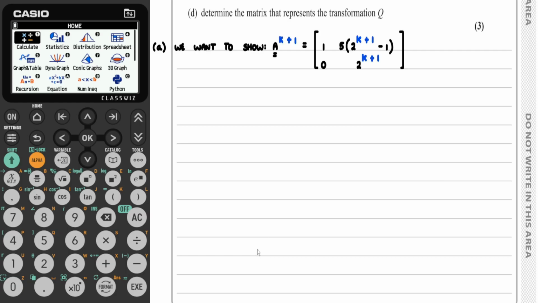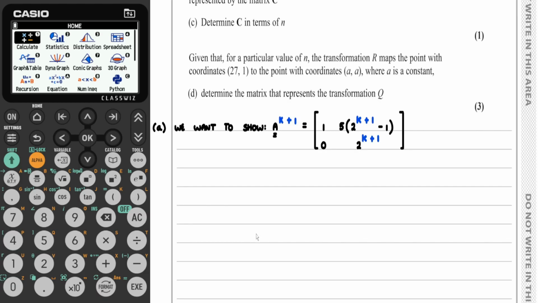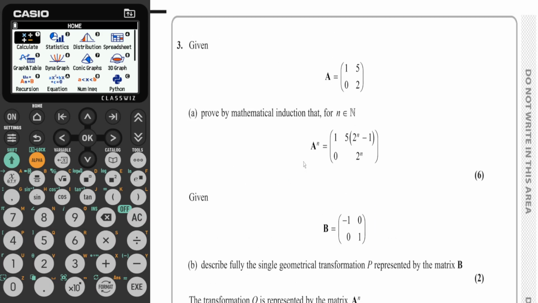So we want to show that A to the k plus 1 is equal to [[1, 5 times 2 to the k plus 1 subtract 1], [0, 2 to the k plus 1]]. The first step then would be to substitute in n equals 1. Now what we do with n equals 1 is we substitute it into the left hand side and then the right hand side, and we want to show that the left hand side is the same as the right hand side when n equals 1.